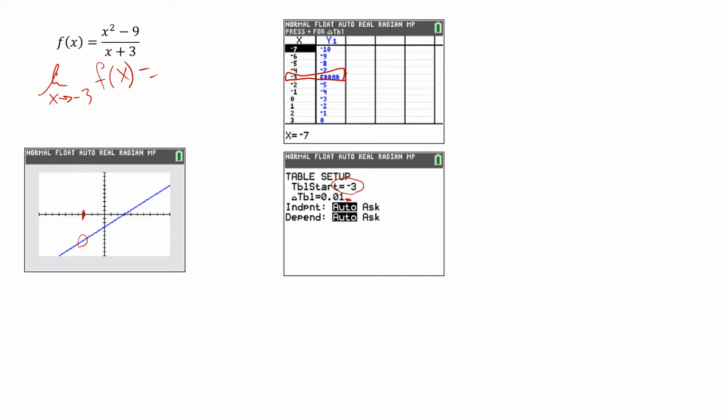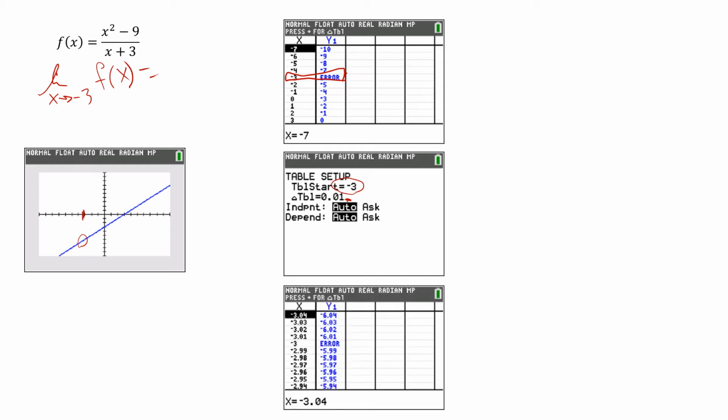And so we go back to the table now, and we get this. So now we're not going from negative 2 to negative 4. We're going from negative 2.99 to negative 3.01. And we still have an error, but again, based on everything that's around it, it looks like the limit as x approaches negative 3 of f of x should equal negative 6. And in fact, it does.